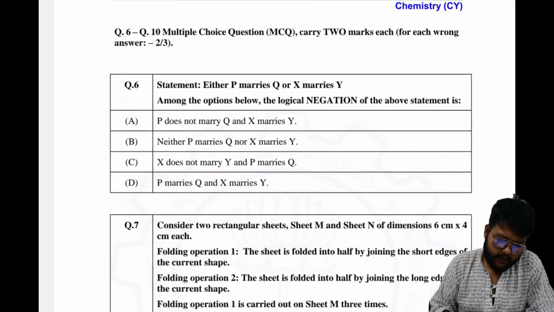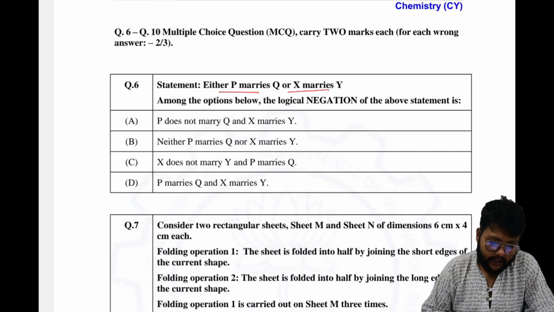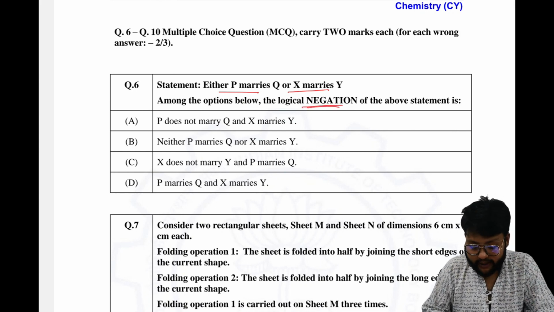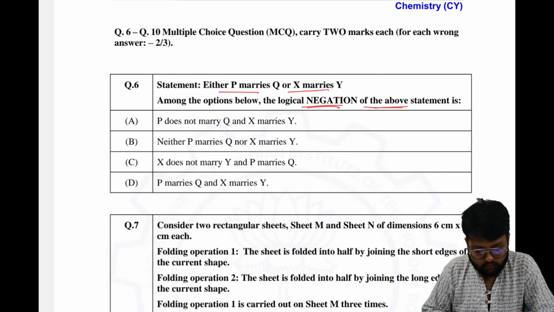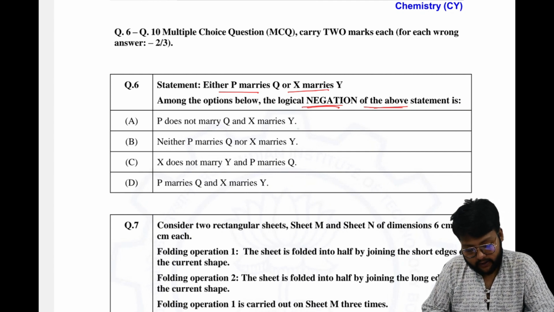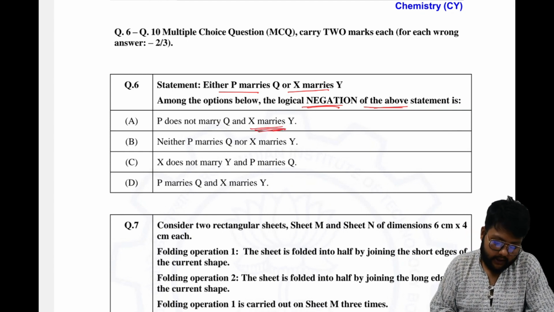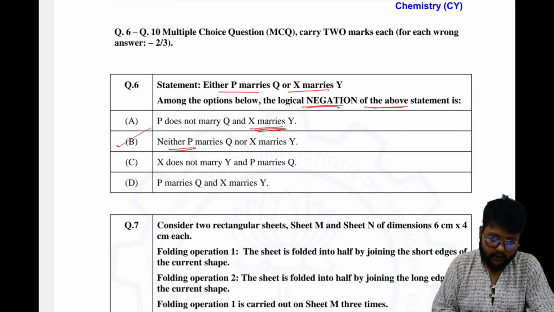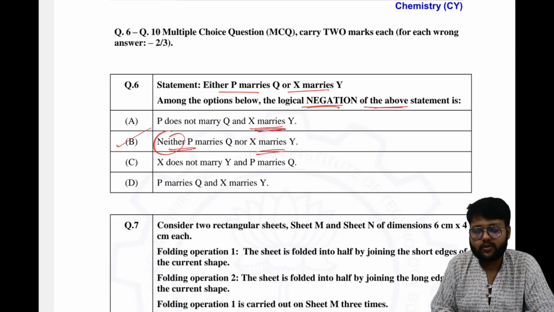And next question, the statement that either P marries Q or X marries Y. It asks, among the options below, the logical negation, which means the opposite, of the above statement. So first option, you can see that P doesn't marry Q and X marries Y. So it is not the negation. The second is neither P marries Q nor Q marries X. So this will be our answer, because it is saying neither. So the opposite of either is neither, and the opposite of or is nor. So it is our answer. You can check the other options also, but B is our answer.